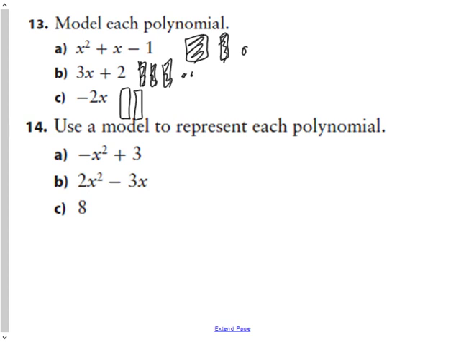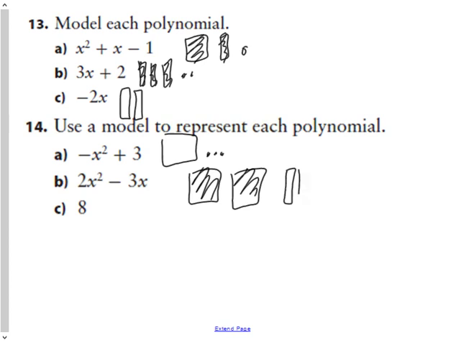And finally, your last question, use a model to represent each polynomial. A negative x squared is a negative open x squared tile, plus 3. And I know I'm using integer chips here for the plus 3 instead of the small little boxes shaded in. I suppose that's a better one, but it's just too hard for me to draw, so I'm just going to use integer chips instead. 2x squared would be an x squared tile and another x squared tile to show 2 x squared tiles. And a minus 3x would be 3 negative x tiles to make negative 3x. And finally, your 8 is just 8 integer chips, or 8 small little square shaded in algebra tiles.